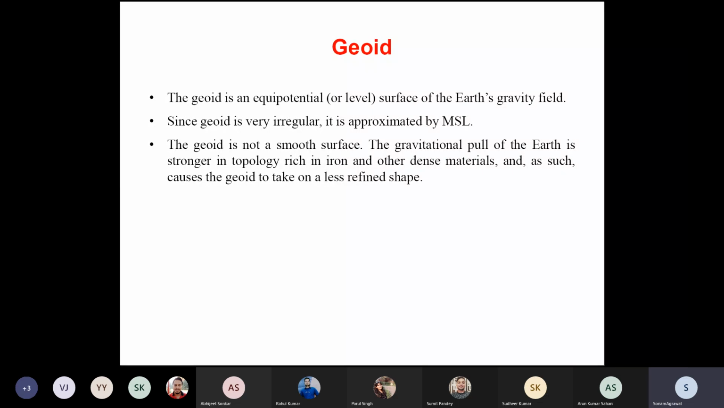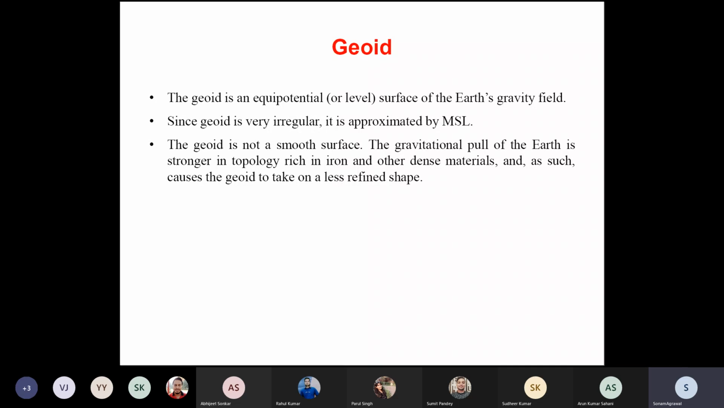Earlier, the problem we were discussing with the mathematical model was that it gives us a smooth surface. But the geoid will not give you a smooth surface. It will give you a very irregular shape, and where the gravitational pull of the Earth is stronger, because of areas rich in iron and other dense material, the surface will automatically fall below, below the MSL. At most places the geoid coincides with the mean sea level, but it is not always possible.